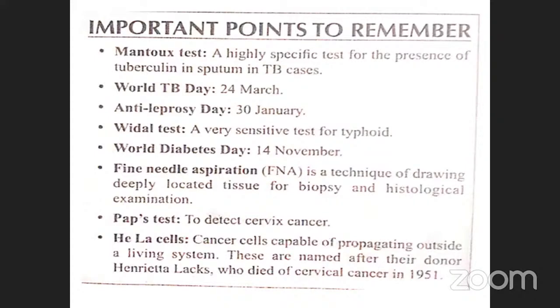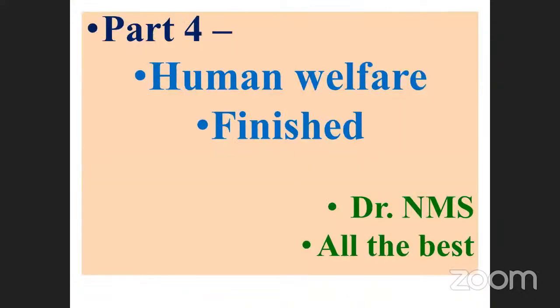World TB Day, March 24th. Anti-leprosy day, 30th January. 30th January, you may easily identify, Gandhiji was shot on 30th January. World Diabetes Day, the 14th November. This is the last month. This is the first month. This is the last month. This is the middle. Okay, March 24th is nothing but the third one, isn't it? See that. Okay, so that's all about part 4.